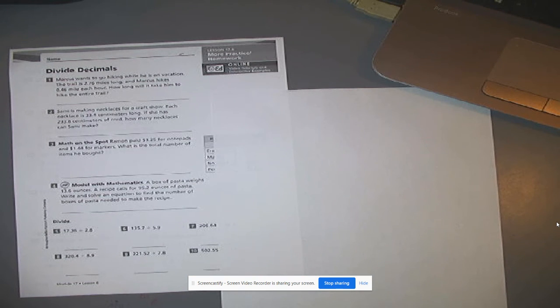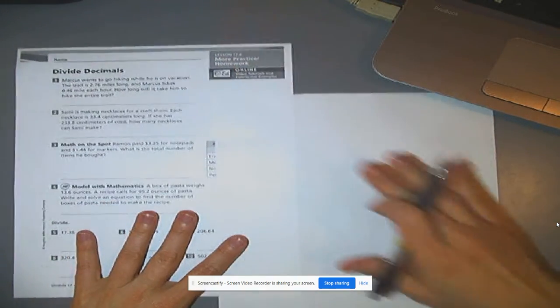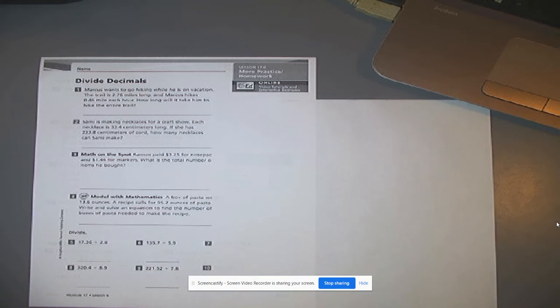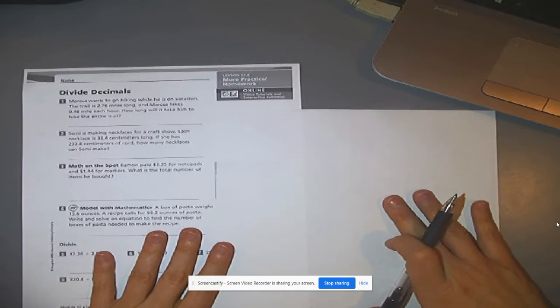So today's lesson is on dividing decimals. I think we're getting pretty good at dividing decimals, so we're just going to do a few of these together. Marcus wants to go hiking while he is on vacation. The trail is 2.76 miles long, and Marcus hikes 0.46 miles each hour. How long will it take him to hike the entire trail?